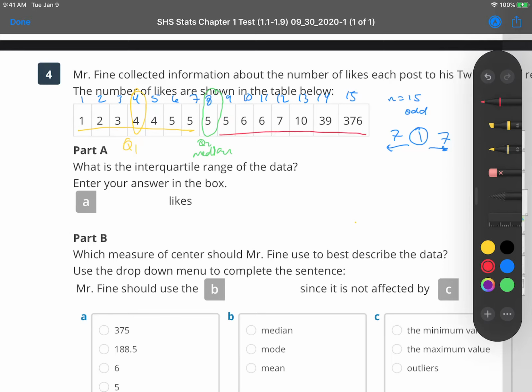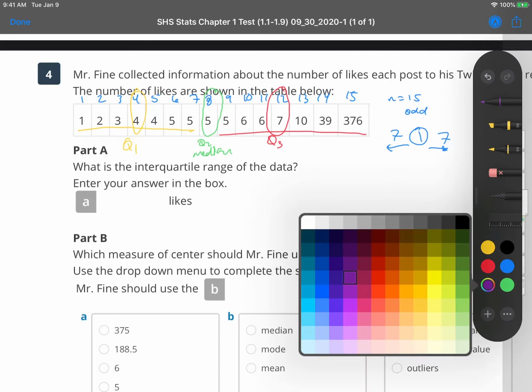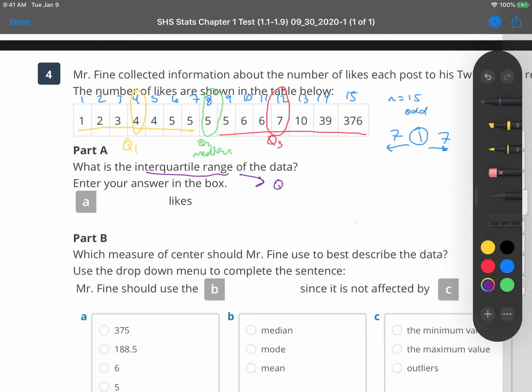In the red data over here, the 12th number, or 7, is my quartile 3. So the interquartile range is Q3 minus Q1. So Q3 is 7, and Q1 is 4. Therefore, my interquartile range is 3.